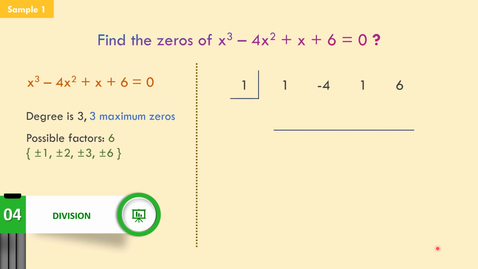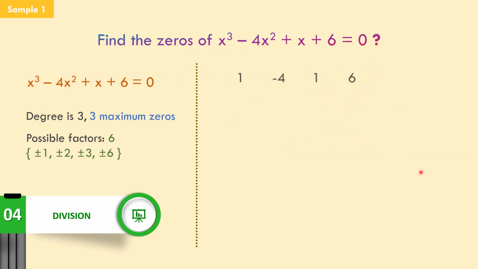Okay, let us try positive 1. So bring down 1. 1 times 1 is 1. Negative 4 plus 1 is negative 3. Negative 3 times 1 is negative 3. 1 minus 3 is negative 2. Negative 2 times 1 is negative 2. 6 minus 2, the answer is equal to 4. The remainder is not equal to 0. It means 1 is not a zero of the given polynomial equation.